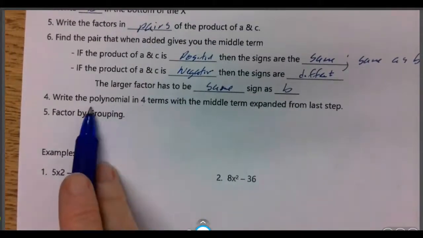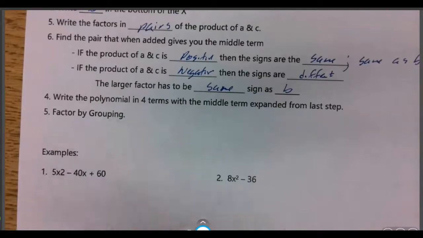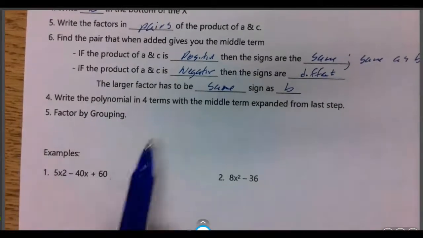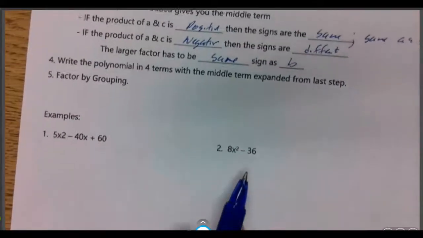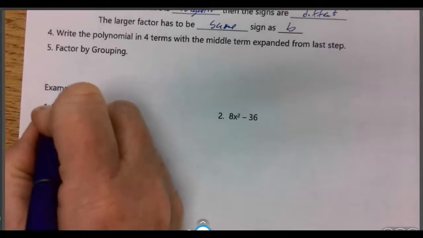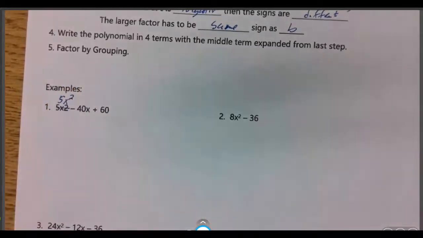Then we're going to write the polynomial in 4 terms and factor by grouping. Unless, of course, it's a difference of squares, if it's 2 terms, we're probably going to use the shortcut. Okay, so now here are examples. I really had trouble with getting these into the 5x squared terms.